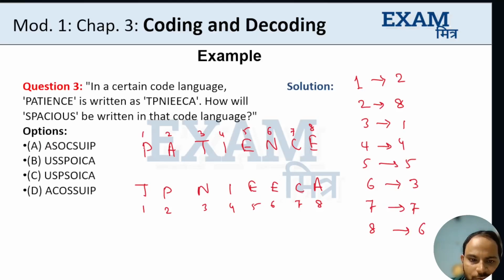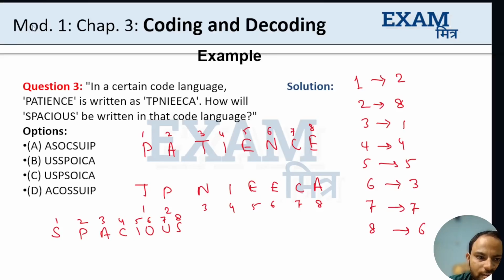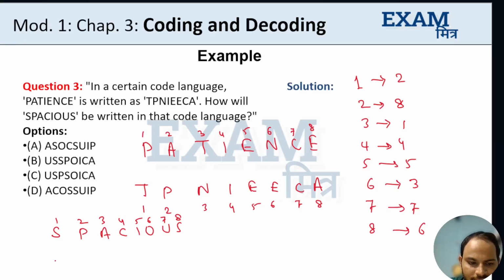Now let's try to decode this, SPACIOUS. So this is 1, 2, 3, 4, 5, 6, 7, and 8. Now see, let's write some blank space as well. 1, 2, 3, 4, 5, 6, 7, 8.